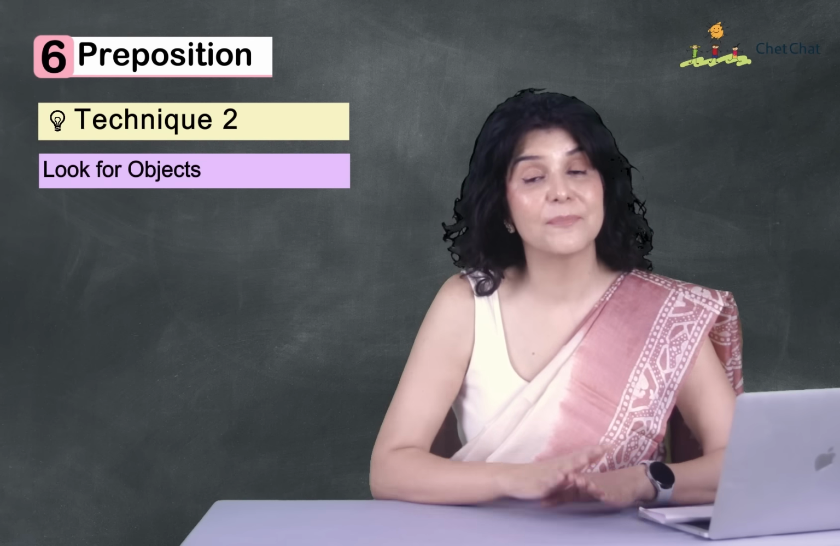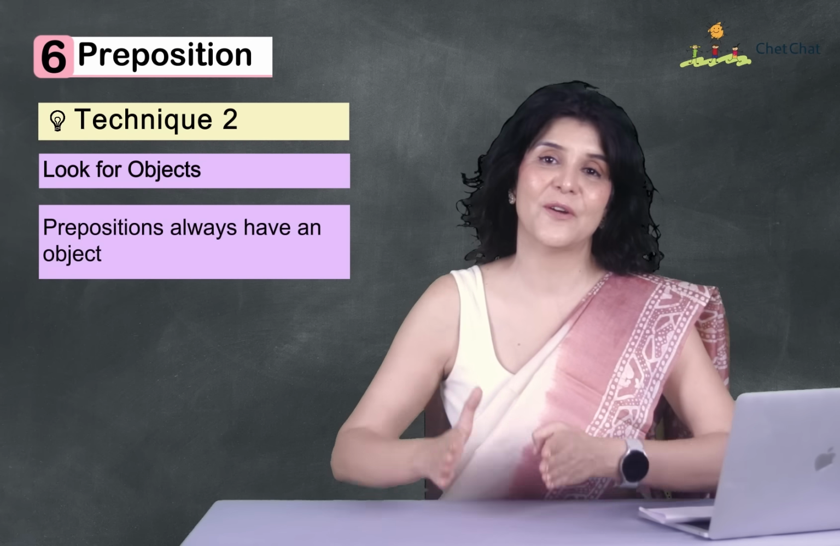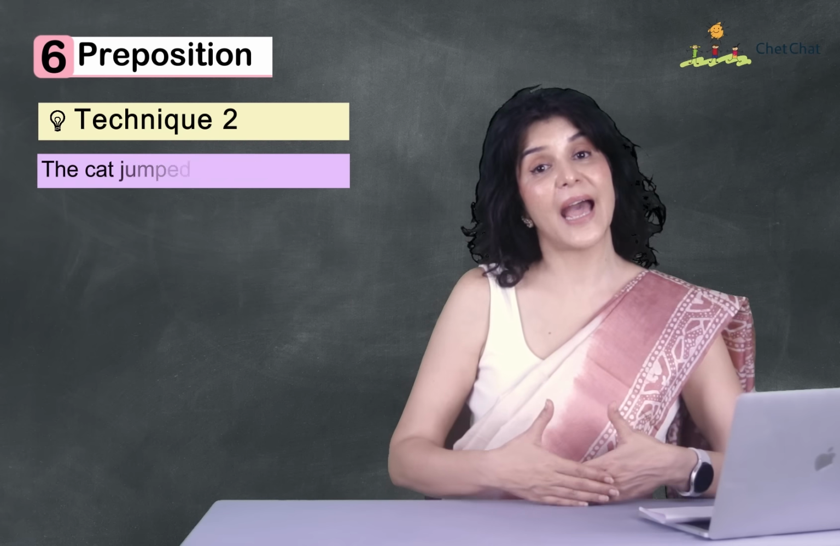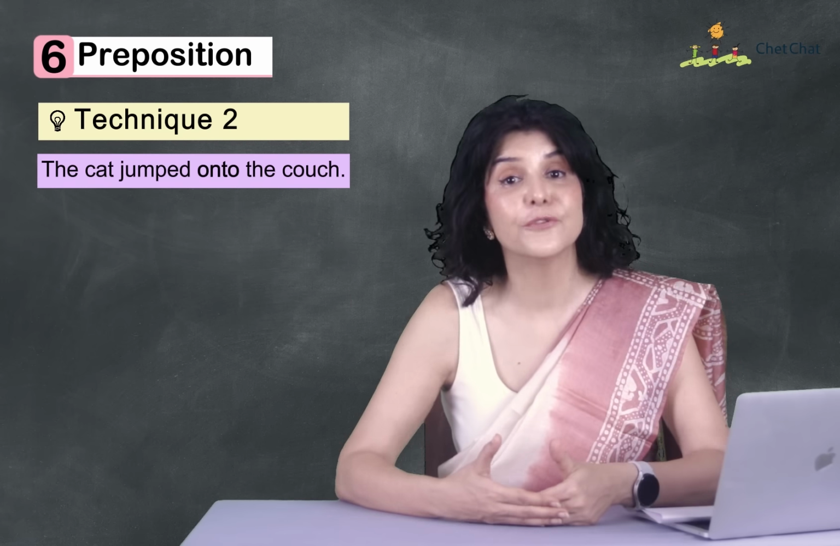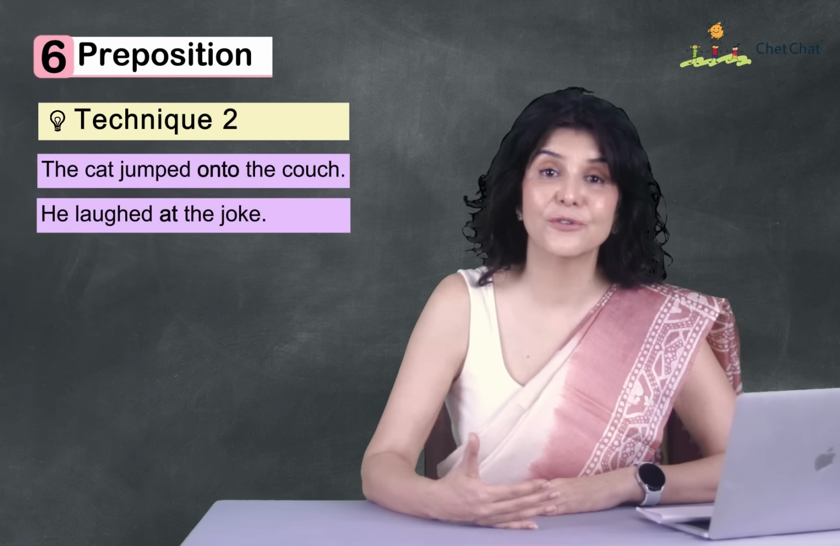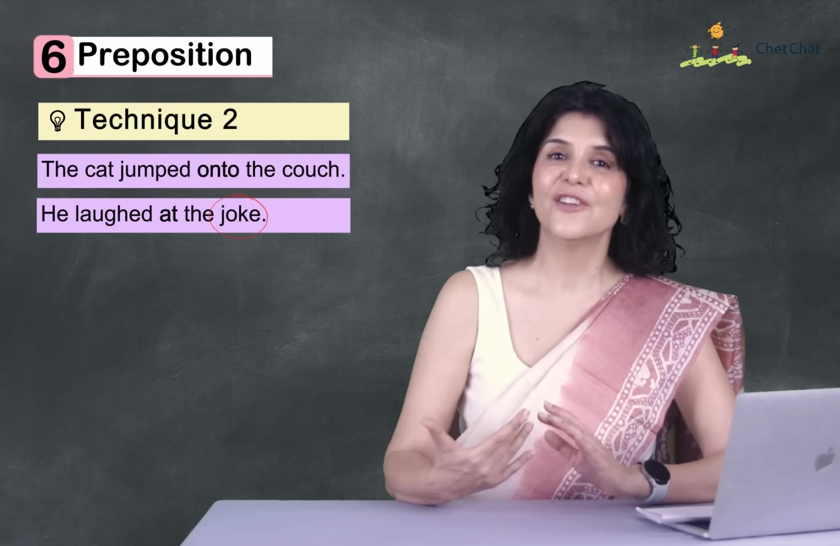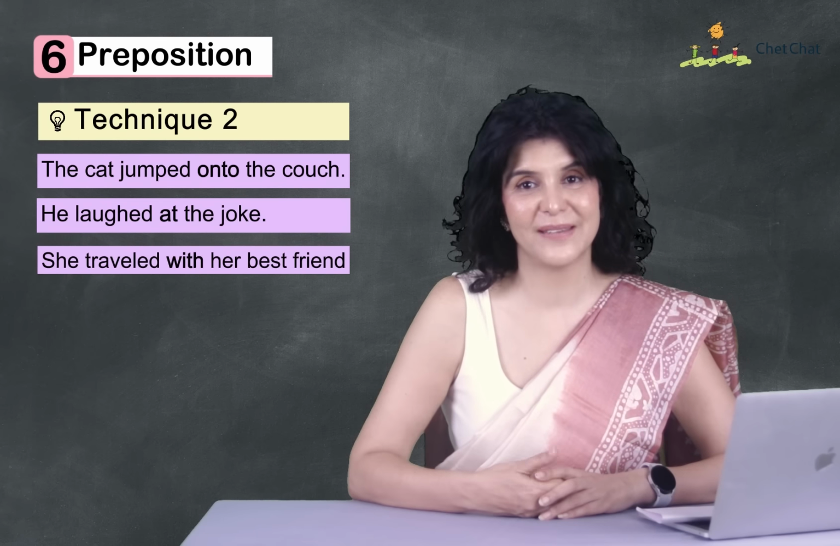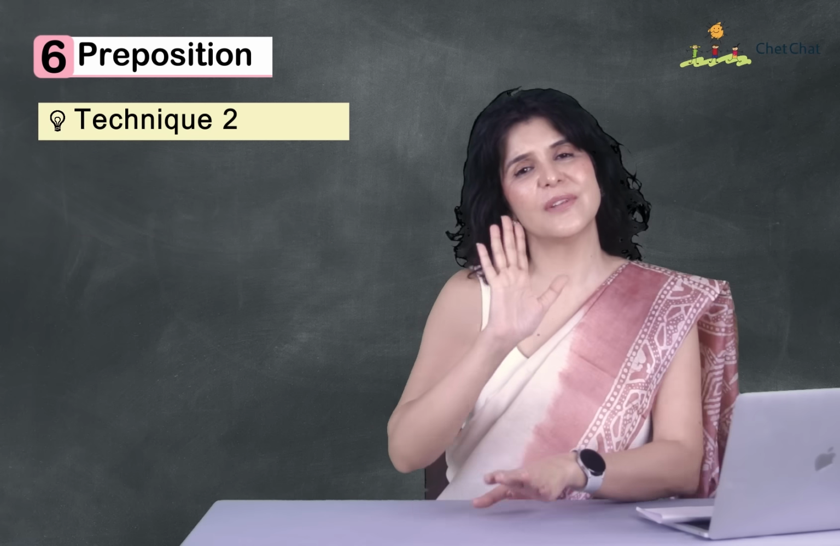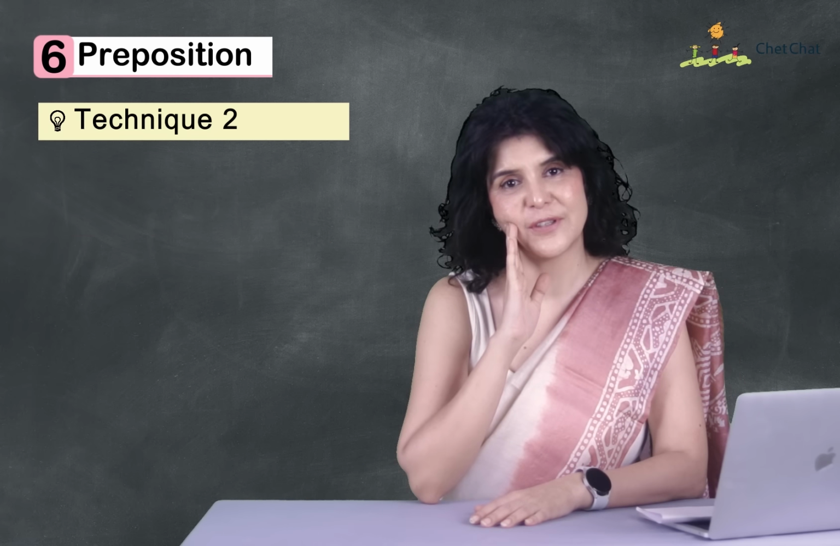Okay. Technique number 2, look for objects. Prepositions always have an object. What is an object? A noun or a pronoun. The cat jumped onto the couch. Couch is an object. He laughed at the joke. Joke is the object. She traveled with her best friend. Friend is the object.